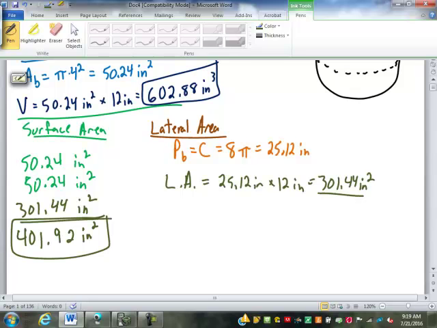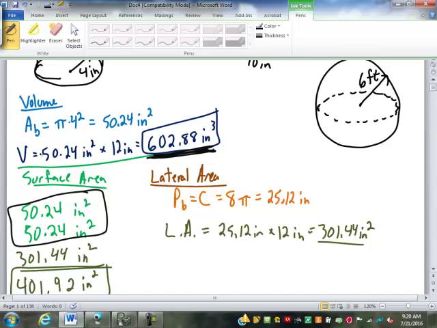Well, I'm going to pause there for a second. Any questions? Let's go step by step. Volume, any questions on how we got the volume? How many think you could do the volume on your own? Surface area. Questions on where the 50.24 came from? That's just the area of our base when we did the volume.